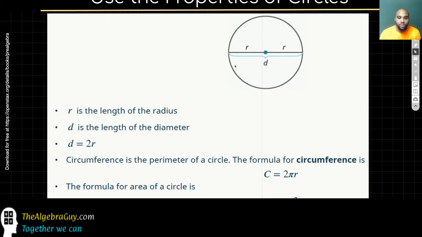Circumference is the perimeter of a circle. So unlike if we had a polygon, let's say this was a rectangle or a square, if I wanted the perimeter, I'll add up all the sides. But this one doesn't have sides, it's just a big circle. So instead of calling it perimeter, we call it circumference. And the formula for circumference is 2 pi r, while the formula for the area is pi r squared.